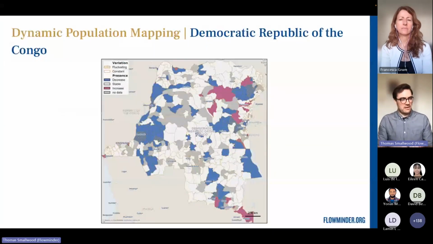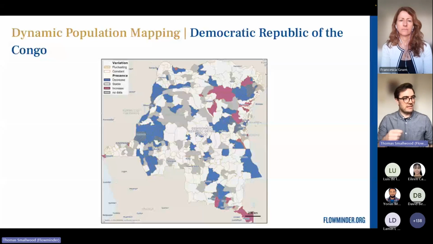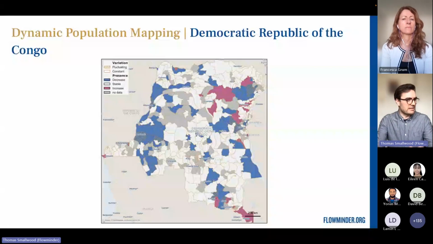So as with Ghana, we can see from the work that we've already done in Democratic Republic of the Congo that health zones across the country variously may increase or decrease in population over time. And we also see that there are a number of health zones where the population fluctuates over time, goes up and down as people move in and out. And this has a number of applications to vaccination planning related to that first objective.